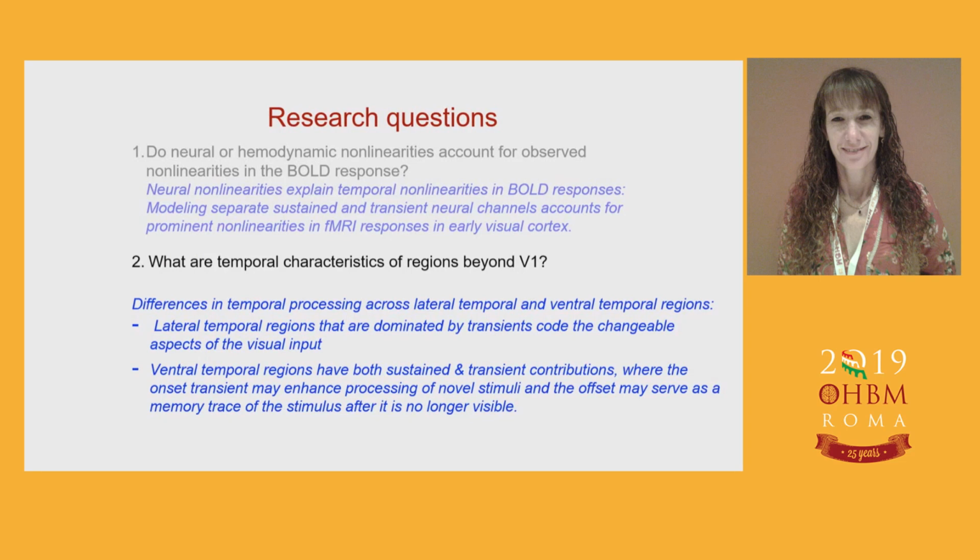And our data shows that the lateral regions are dominated by transient responses, and this likely means that they code the changeable aspect of the visual input. In the ventral stream, we observe both sustained and transient contribution, and we think that the transients are important for the ventral stream because the onset transient might code that there's a novel stimulus that you're looking at, and the offset contribution might give you some kind of memory information about the stimulus after it's no longer visible.